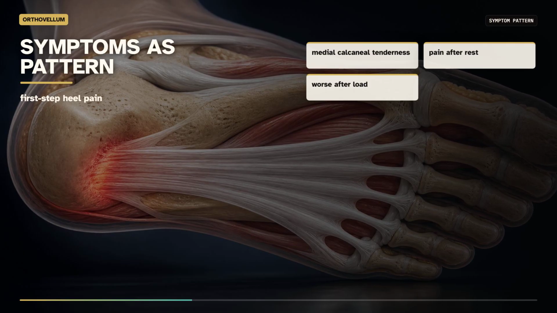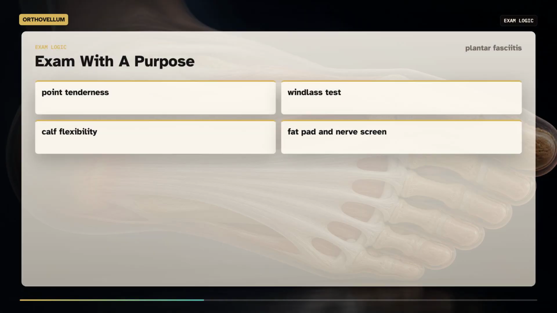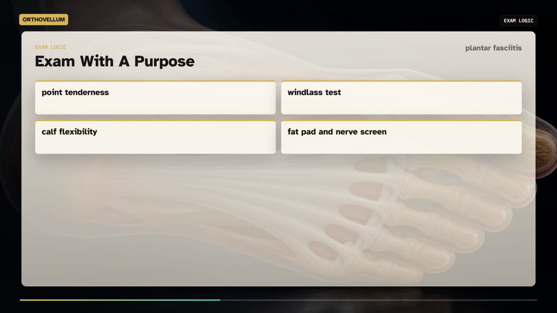The best history is not a questionnaire. It is a map of what loads reproduce the problem, what settles it, and what function is disappearing. The exam should not be random. For this topic, deliberately check point tenderness, windlass test, calf flexibility, fat pad, and nerve screen. A good exam separates pain from weakness, stiffness from fear, and joint disease from referred pain.